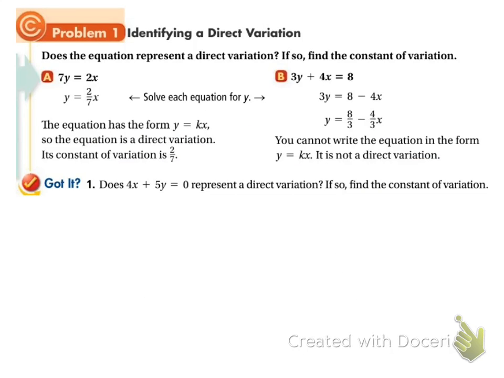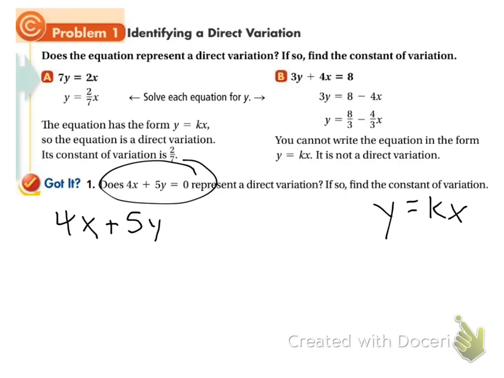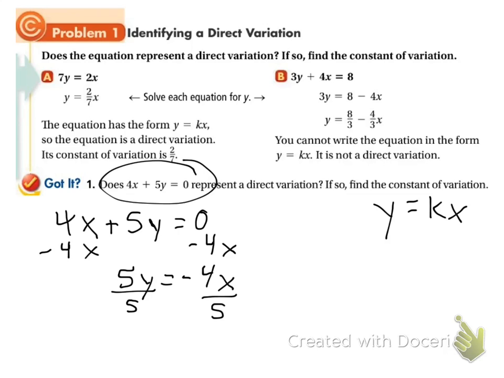Okay, so we have an equation down here that we need to check if it's a direct variation. I need to try to get it into the form y equals kx, so I'm going to try to get y alone. It's 4x plus 5y equals 0. I'll subtract 4x from both sides. I get that 5y is equal to negative 4x. Divide both sides by 5, and I get y equals negative 4/5 x. So yes, this is a direct variation, and my constant of variation, my k, is negative 4/5.